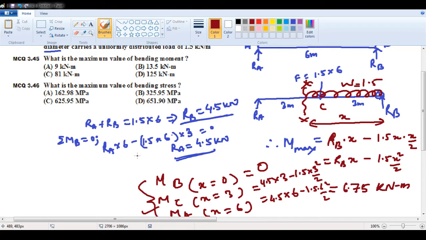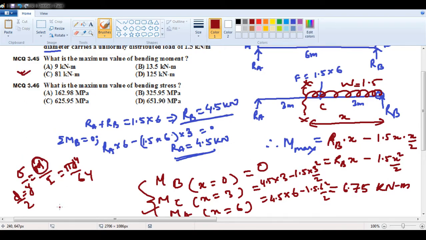Similarly, the second bit is asking what is the maximum value of bending stress. So bending stress is given by sigma by y is equal to M by I. So what is I here? This is a beam, so I will be pi d to the 4 by 64, where y will be d by 2, and obviously M we have calculated from the previous question.